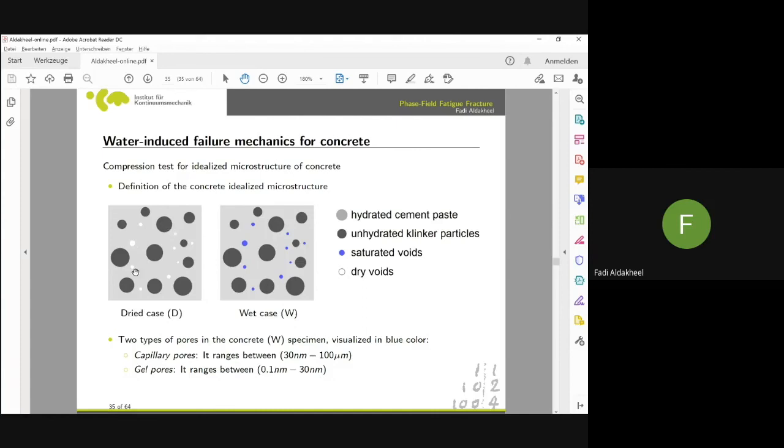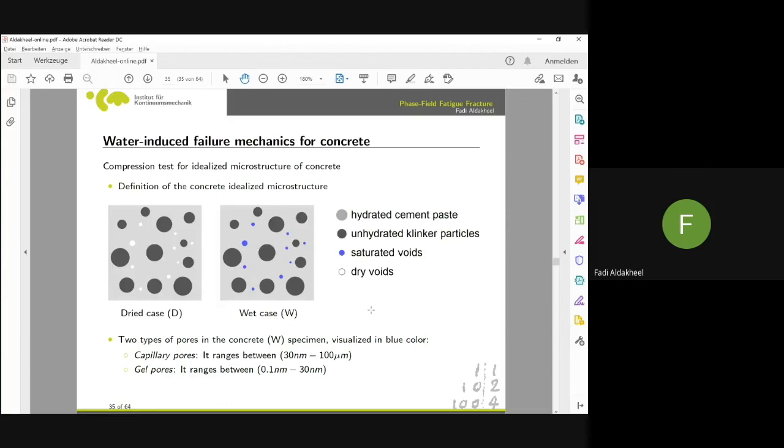So what we have done, first of all, we want to compare our microstructure which is only dry, and another one which is wet, which is representing our concrete which lives underwater. We assume that all the pores are filled with water, and we want to understand the influence of the pores filled with water on concrete failure. So here we are talking about two types of pores. It could be capillary pores, which live in the real microstructure, and gel pores, which come from the nanoscopic level and influence the microscopic level. One also needs to think about that when we do modeling.